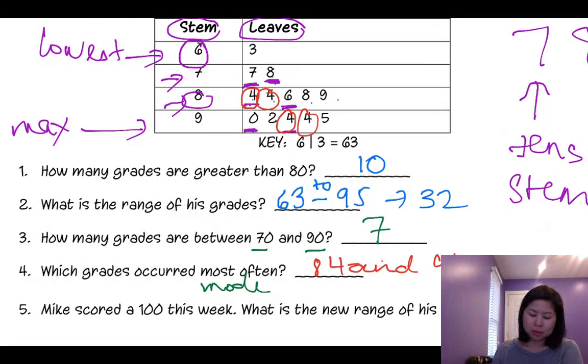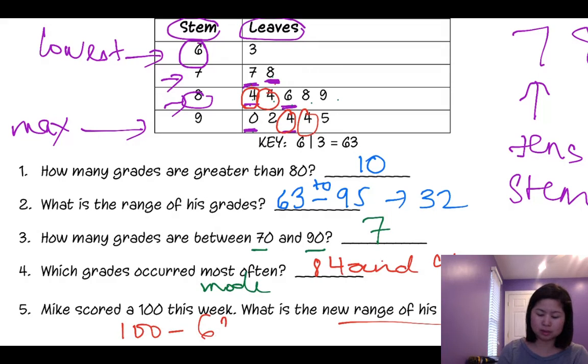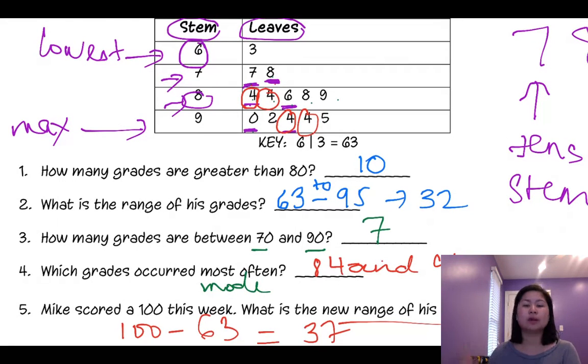Okay, say he scores 100 this week. What is the new range of his grade? So which is the same thing. The 100 take away 63. That would give you a number, right? So any questions on how we read this chart?